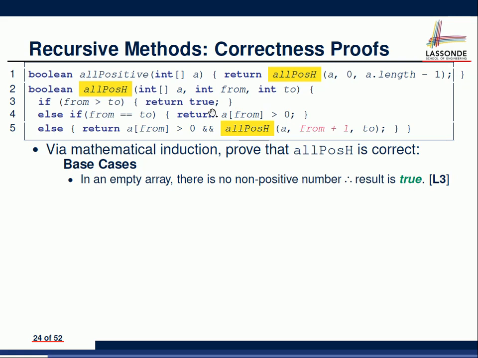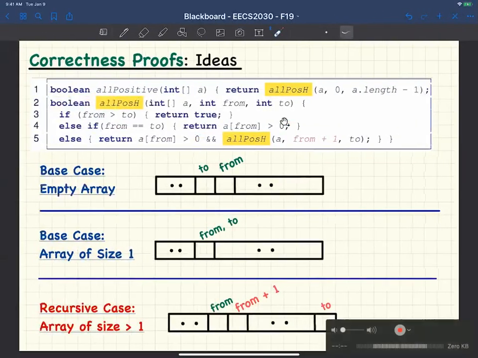Okay. All right, and then the second base case is if the array is of size 1. So how do we know if all the numbers are positive? You simply compare the number, right? And in that case, we can look at line number 3 over here. Line number 4. We say A at position from is larger than 0. It depends. So it will be line number 4. So what we have done so far.